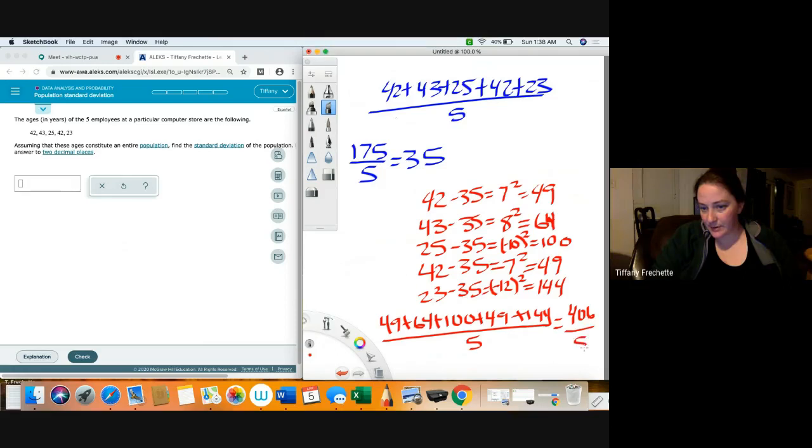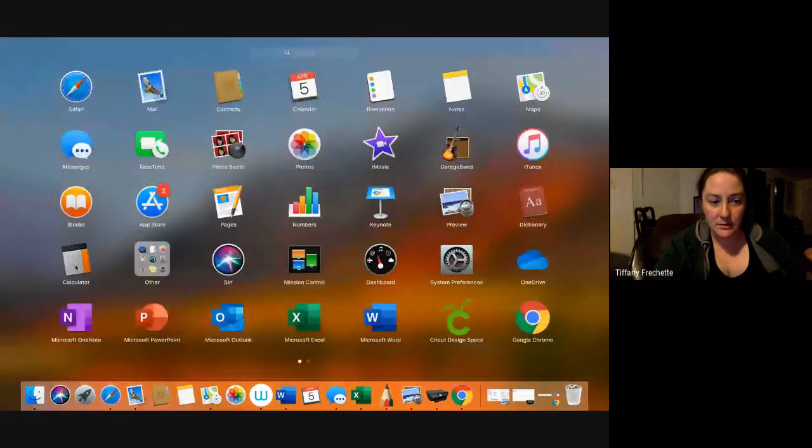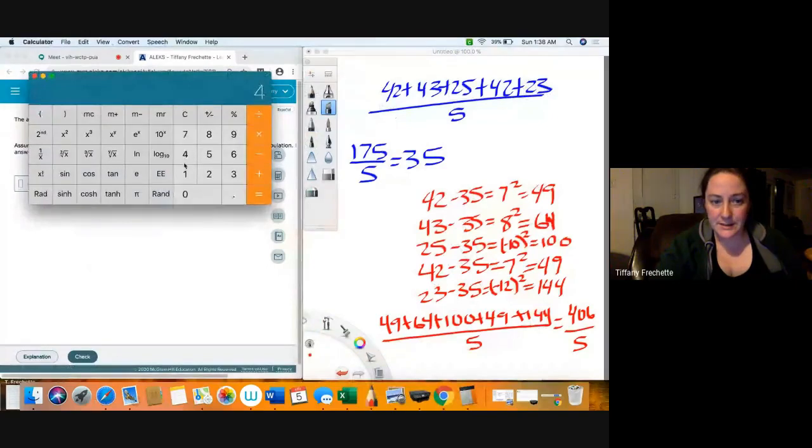All right, so I get 406 divided by 5. I'm going to make sure before I calculate. 49 plus 64 plus 100 plus 49 plus 144. Okay, so I do get 406. I'm going to open my calculator back up here. If I type in 406 and divide by 5, here's the decimal I get, but I'm not done. Remember, with this one, you have to take the square root.